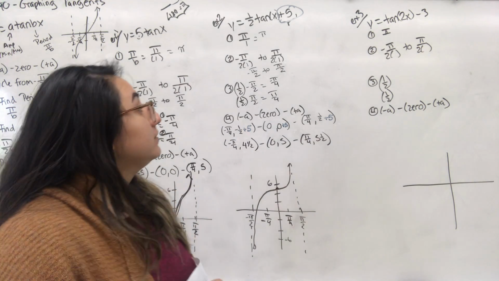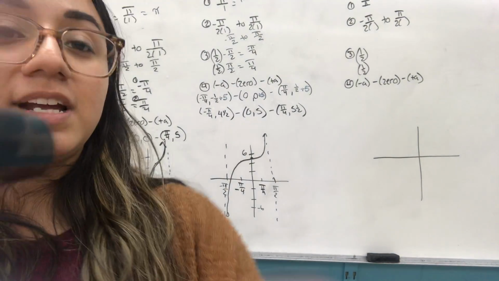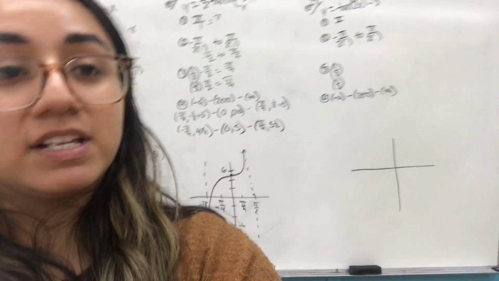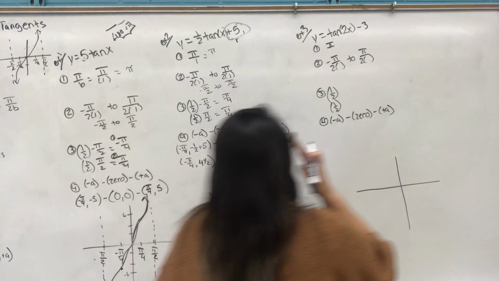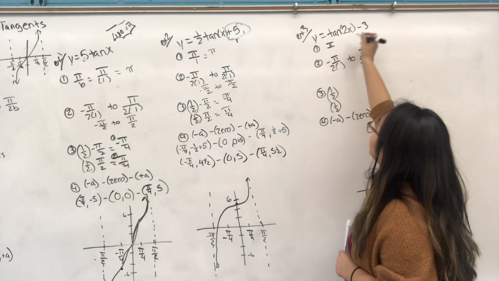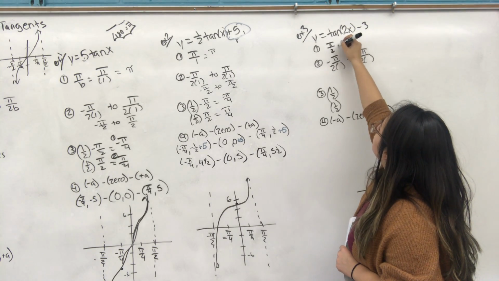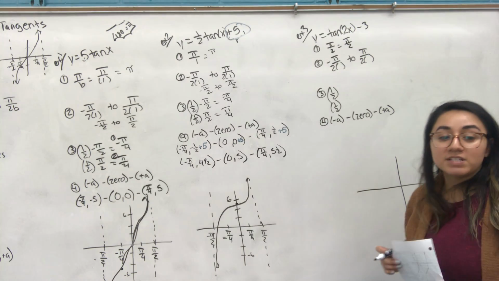Last one, y equals tangent 2x minus 3. So now the period is being affected. So we have that 2 there. There you go. So let's go ahead and find our functions here. So remember, it's our π divided by b. Our b is now 2, which is just π over 2. So now it's changed just a bit.